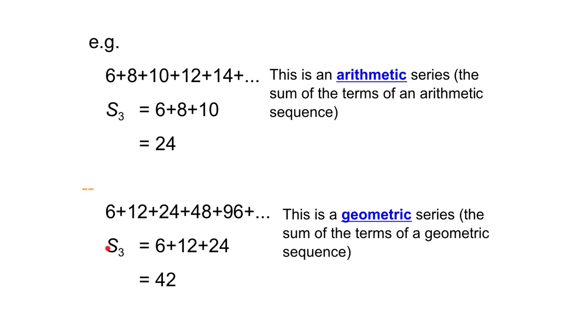So again, if I wanted the sum of the first 3 terms, I would just add up the first term, the second term, and the third term. And I would get 42 as my answer. So this is just to show you what the notation means.